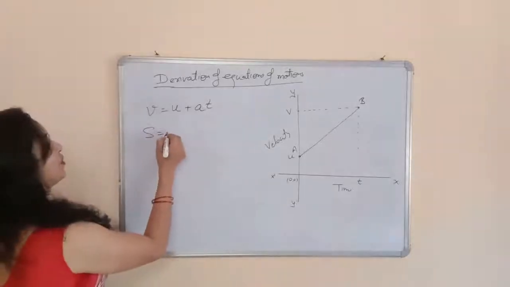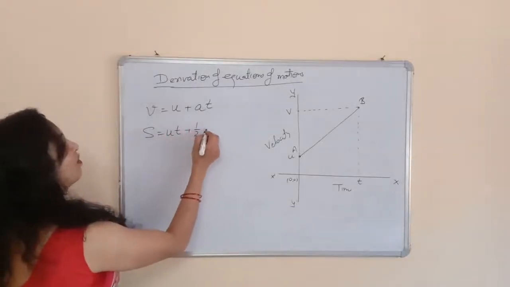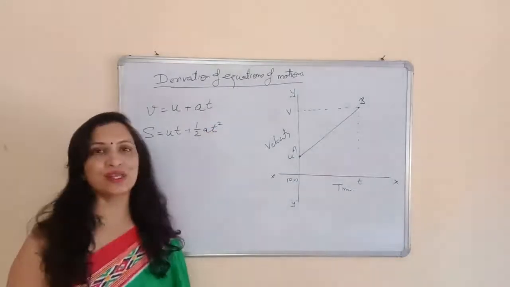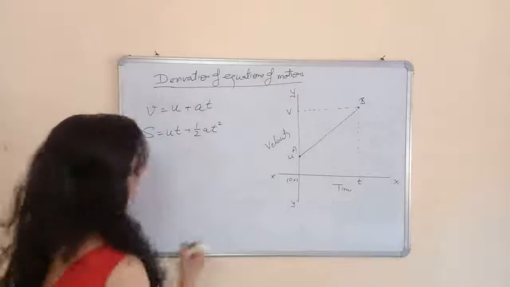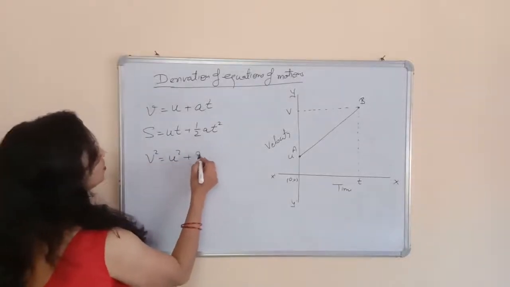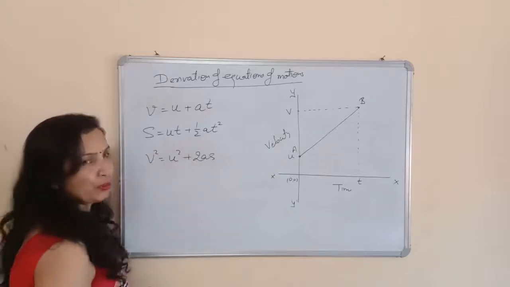Second, S is equal to UT plus half AT square, where S is the displacement, again U is the initial velocity, T is time, and A is acceleration. And the third one is V square is equal to U square plus 2AS. These are the three equations of motion.